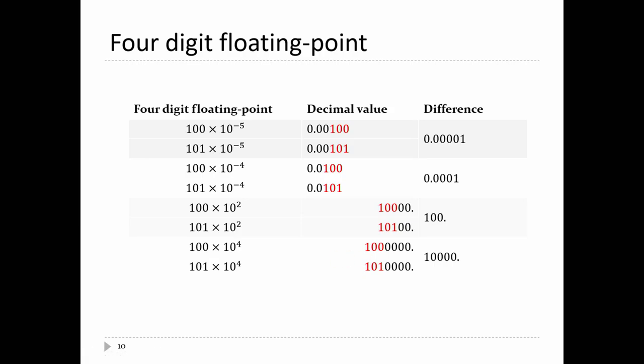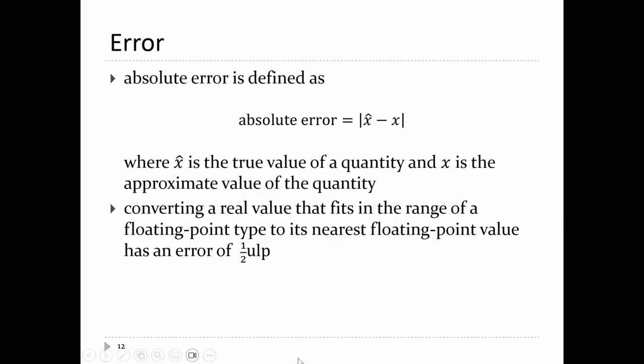Eventually, if you get to 1,005,000, you have to pick one of these two values, and so your error is going to be 5,000. And so your error in ULPs will be 0.5. You're exactly halfway between two floating point numbers. So when you convert any number to its floating point representation, that conversion has at most an error of 1/2 an ULP. Your actual number is at worst halfway between two floating point values.